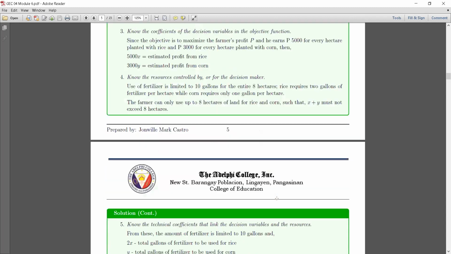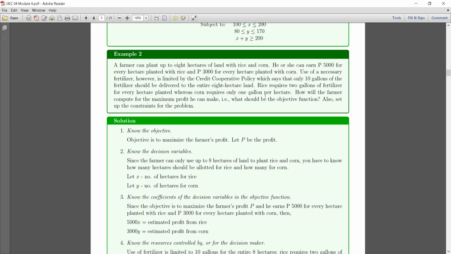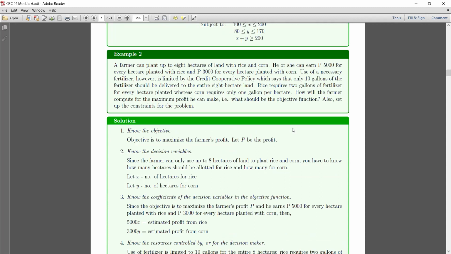Ayan. Next yung constraints natin. So ano yung mga limitations natin dito? So yung fertilizer, meron lang tayong 10 gallons for the entire land. And yung rice, kailangan niya ng 2 gallons for every hectare, at yung corn, 1 gallon per hectare. So dito, meron tayong 2x plus y is less than or equal to 10.